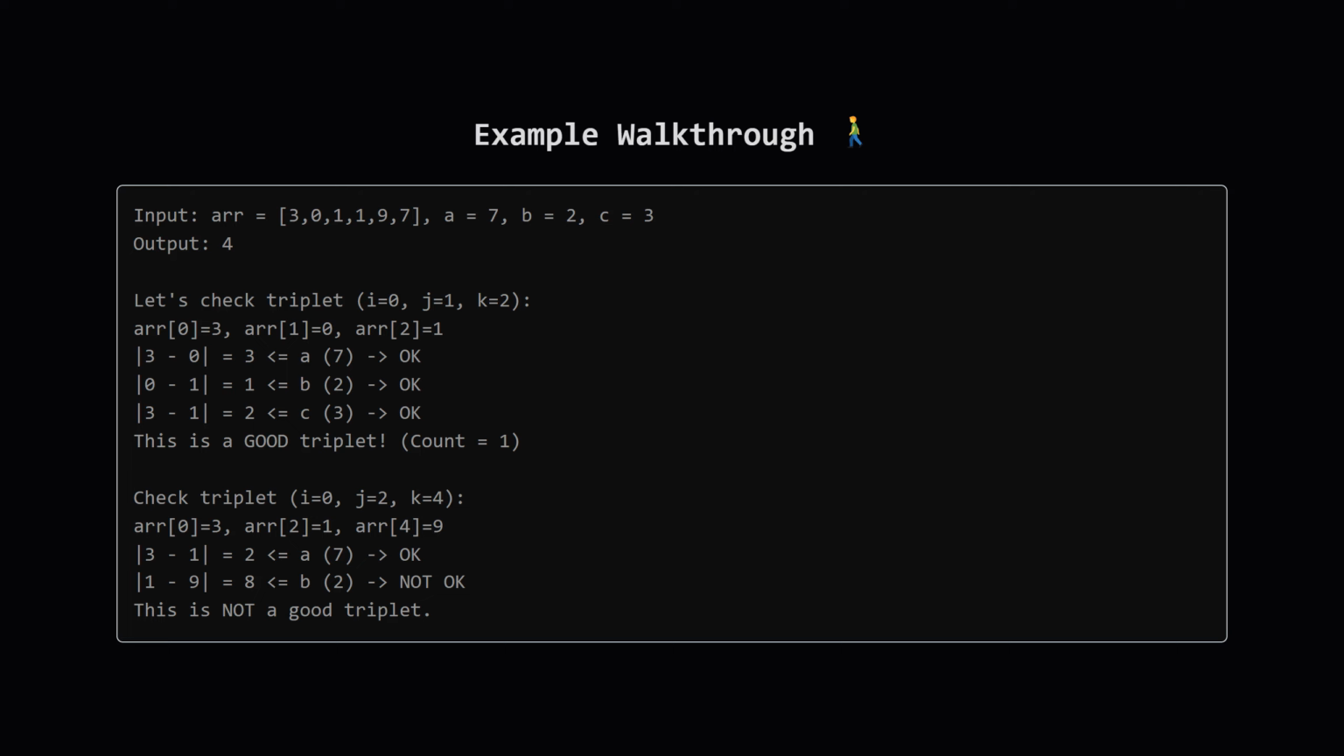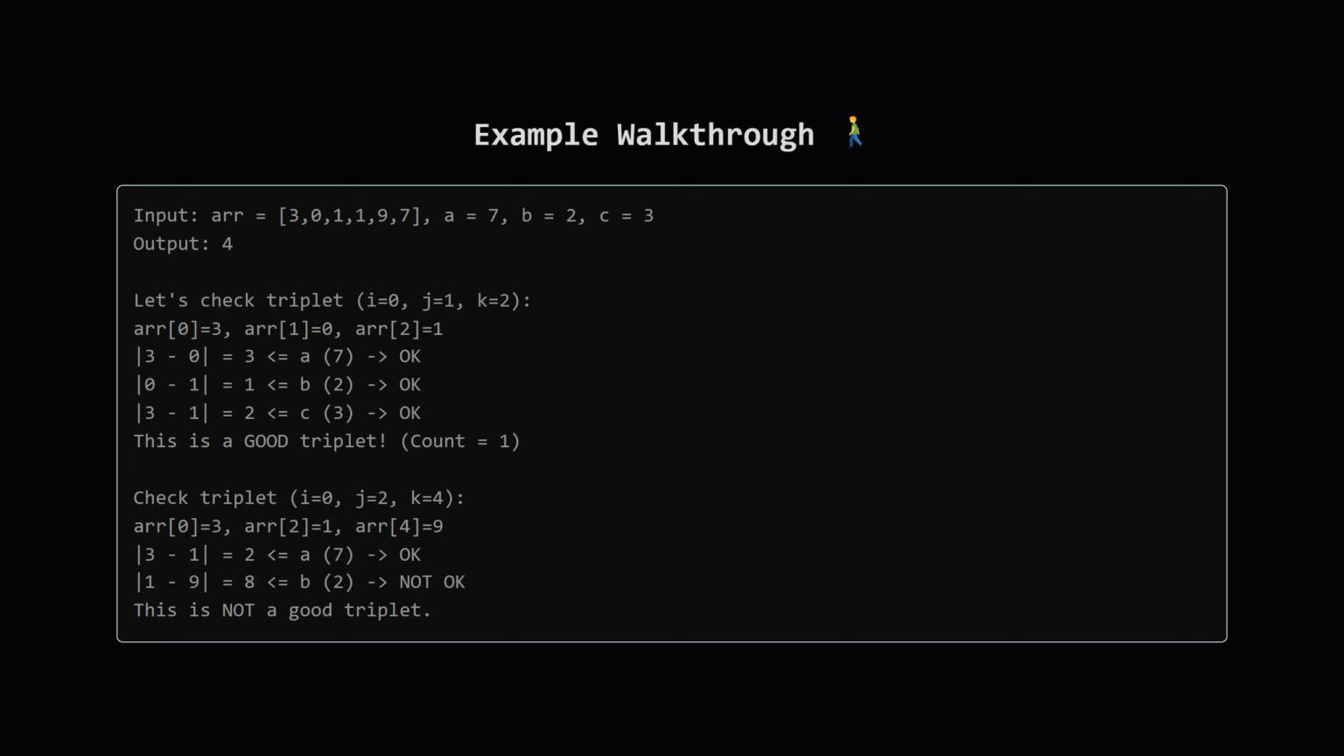First check. Is the absolute difference between 3 and 0 less than or equal to a, which is 7? Yes, the difference between 3 and 0 is 3, which is less than 7. Good. Second check. The difference between 0 and 1 is 1, less than or equal to b, which is 2. Yes, it is. Good again. Final check. The difference between the first and third numbers, 3 and 1, is 2, less than or equal to c, which is 3. Yes. Since all conditions passed, this triplet, 3, 0, 1, is a good triplet. We increment our count to 1.